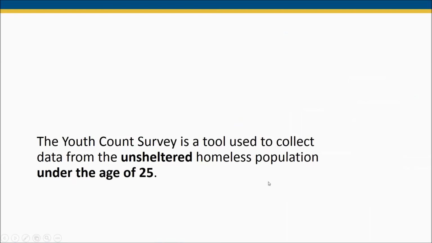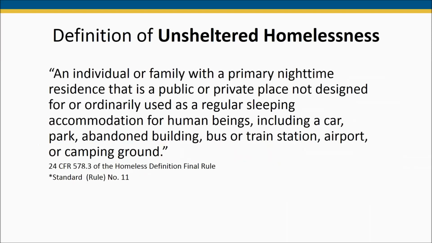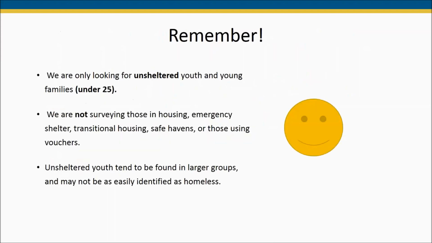The Youth Count Survey is a tool used to collect data from the unsheltered homeless population under the age of 25. When we say unsheltered, according to the definition from the Department of Housing and Urban Development, unsheltered means an individual or family with a primary nighttime residence that is a public or private place not designed for or ordinarily used as a regular sleeping accommodation for human beings, including a car, park, abandoned buildings, bus or train station, airport, or camping ground.